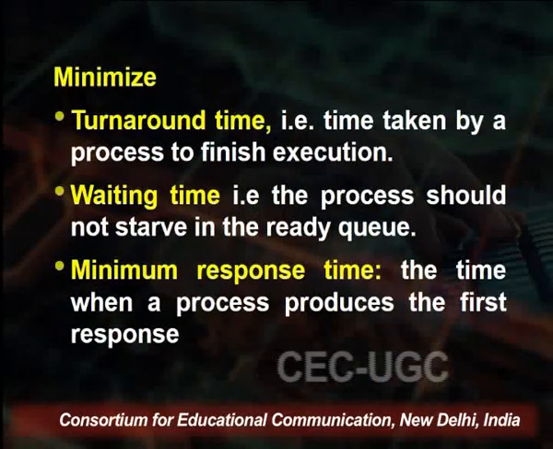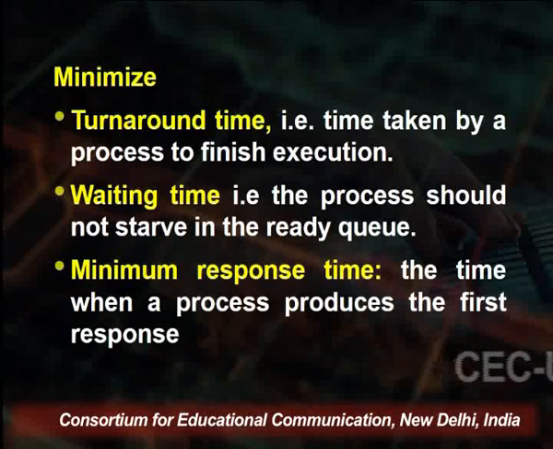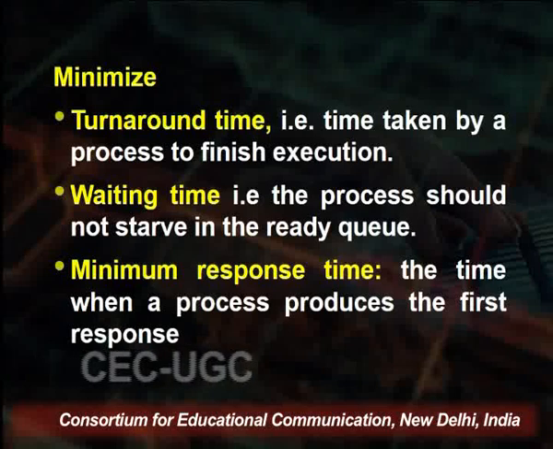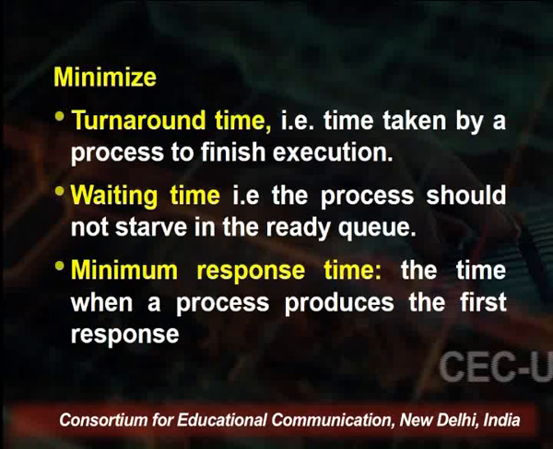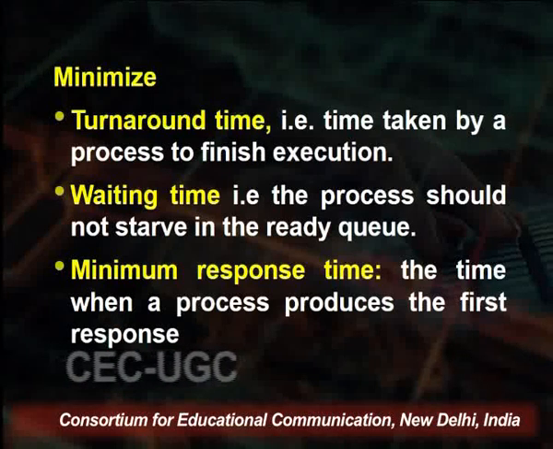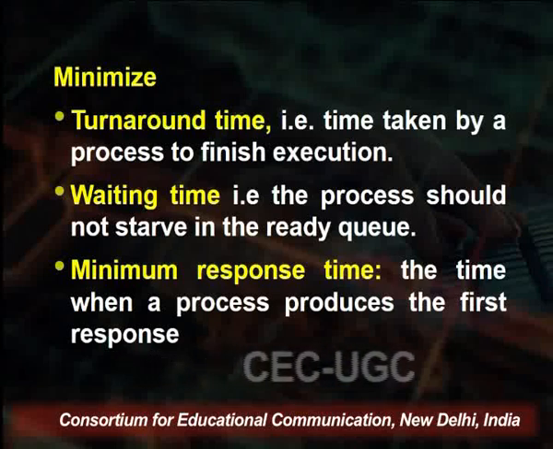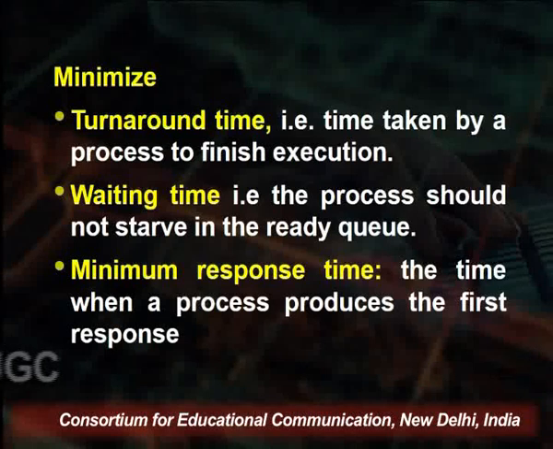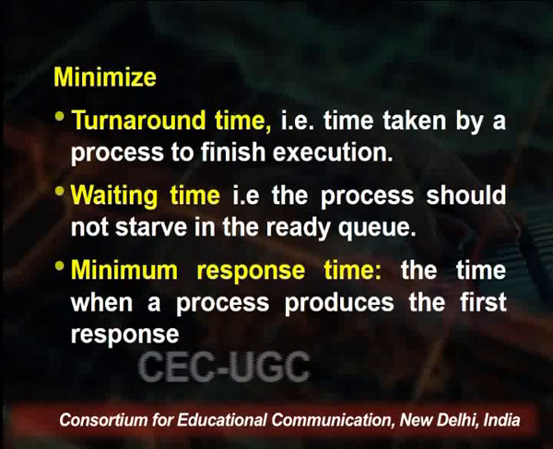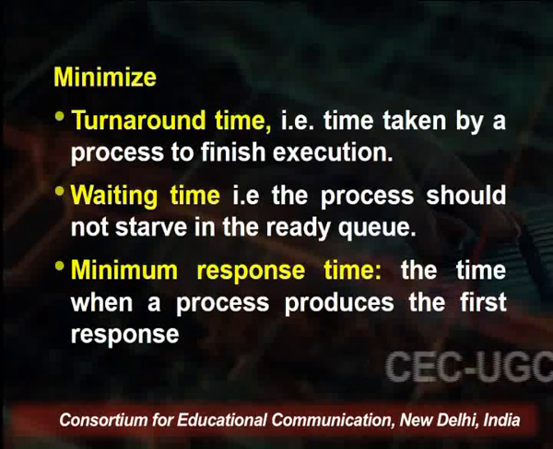Now what are we left with? If you can see on the screen, in the criteria which we have already seen in detail, apart from CPU utilization and throughput, we are left with turnaround time, waiting time and response time. These are the three criteria which we actually want to minimize. So we want to minimize turnaround time, that is the time taken by a process to finish execution. We have already seen it in detail.